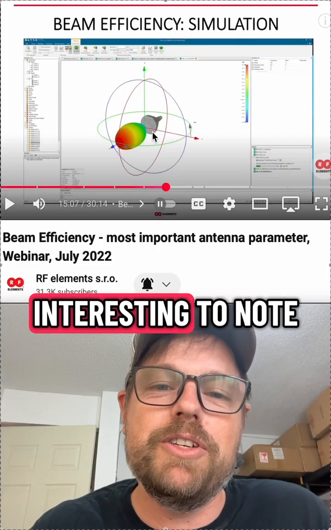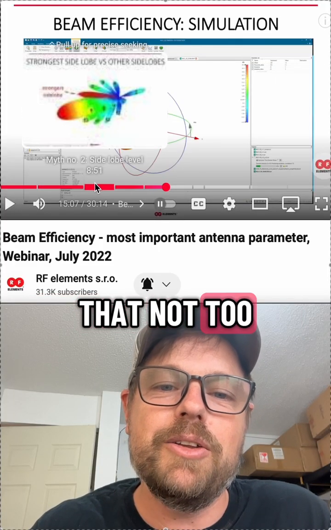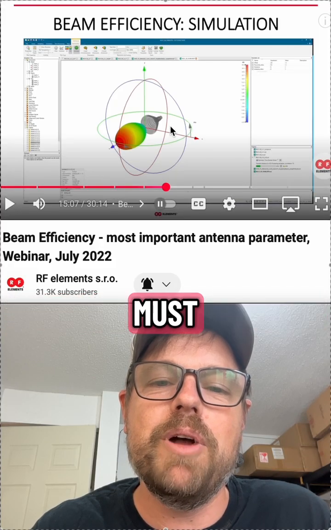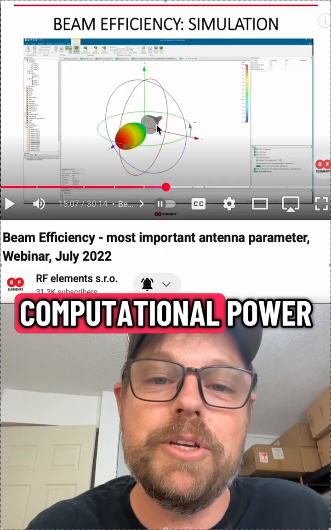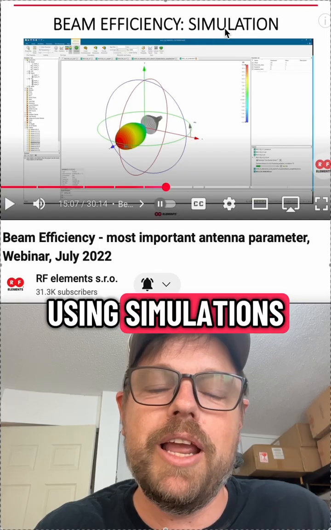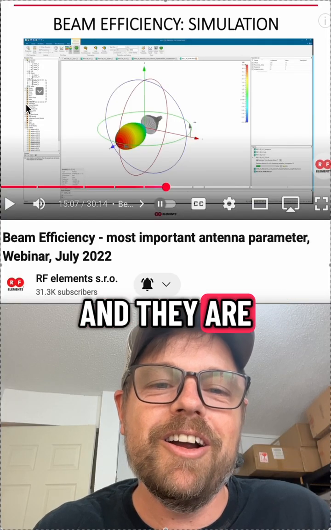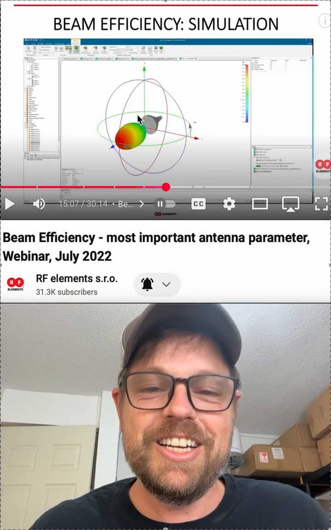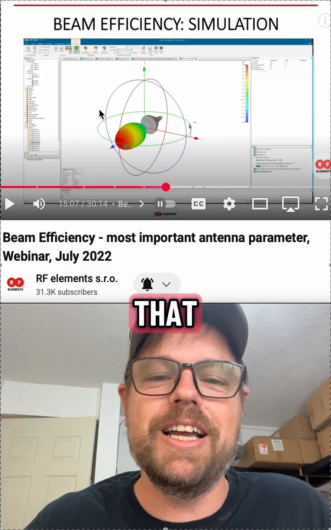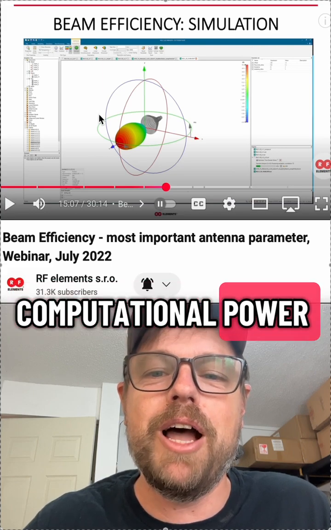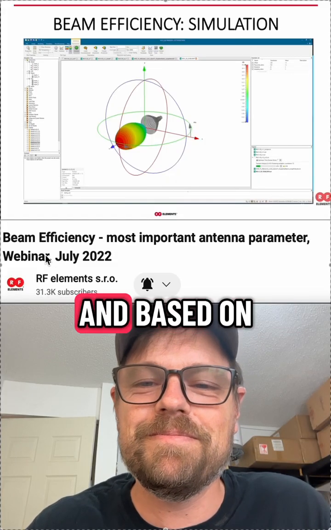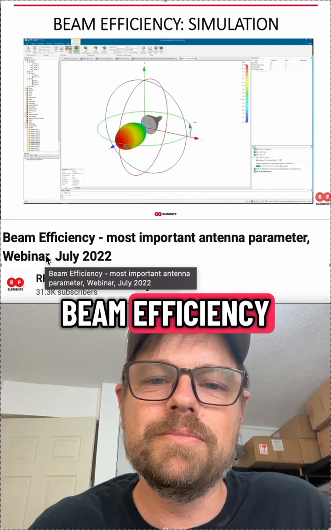Now, it's also interesting to note that not too long ago, he said that other antenna vendors must not have enough computational power. So apparently, they're using simulations, and they are using a desktop computer here to calculate beam efficiency. It's this desktop that is providing the computational power to calculate the beam efficiency. The radiation pattern, and based on that, we can calculate beam efficiency.